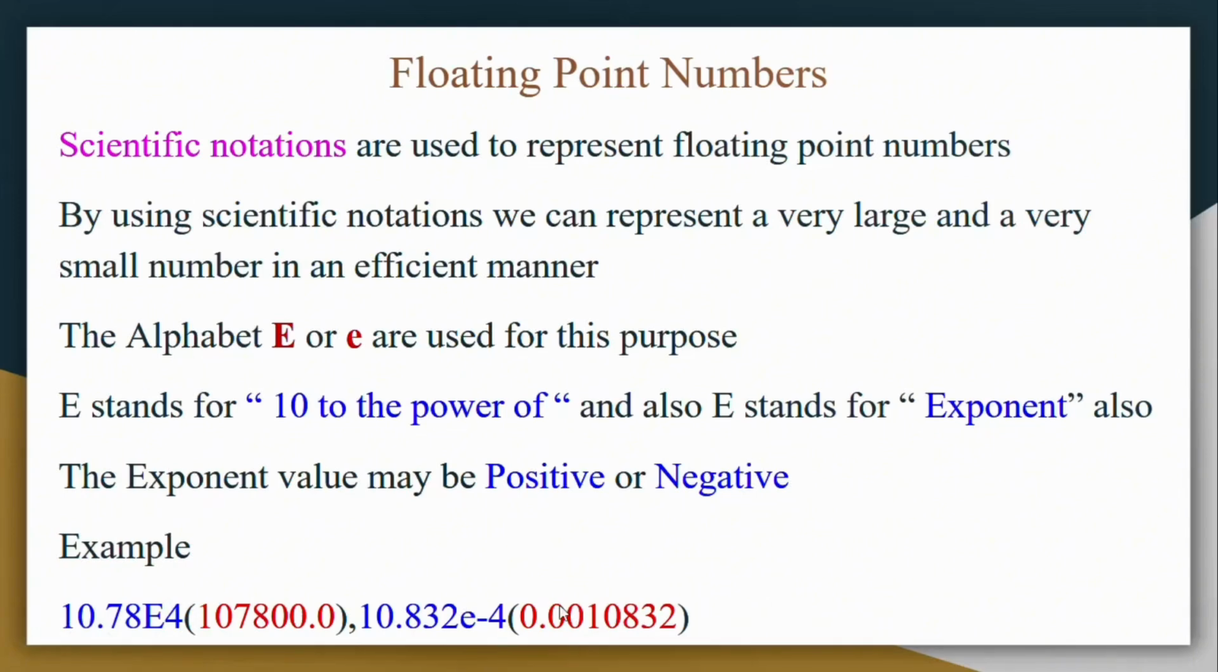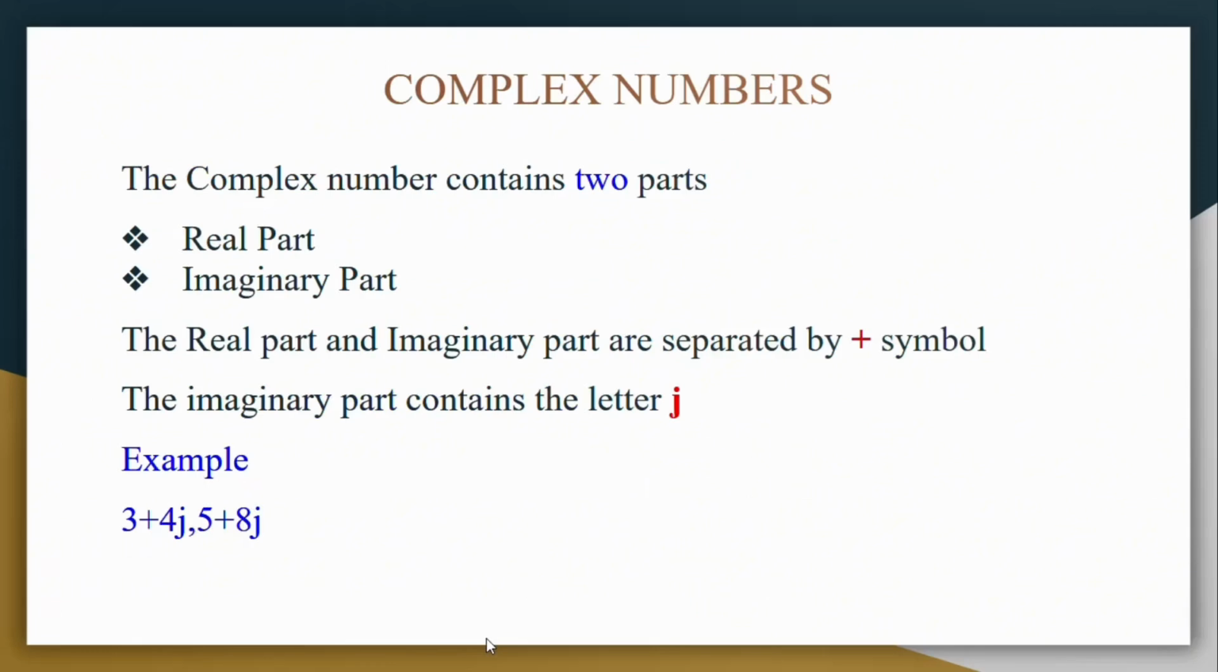Look at the second example. This is the original number. We are representing this number by using this scientific notation. The third one is complex numbers. The complex numbers contain two parts, the real part and the imaginary part.